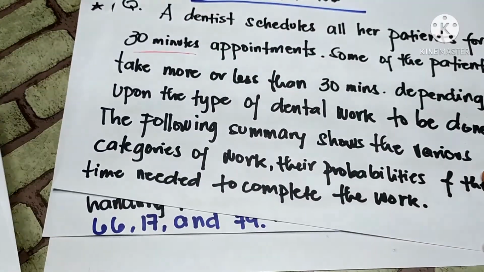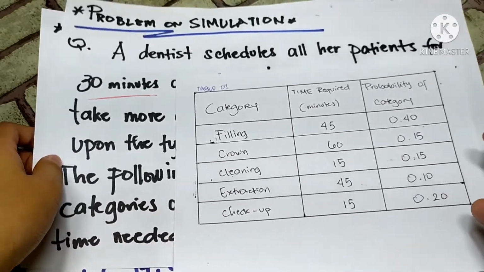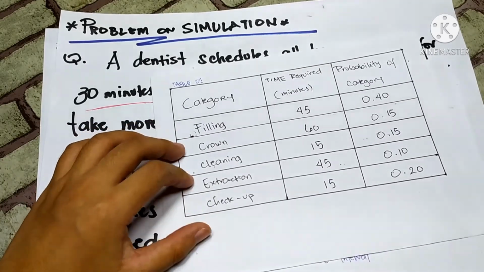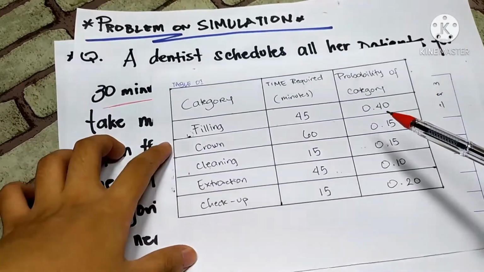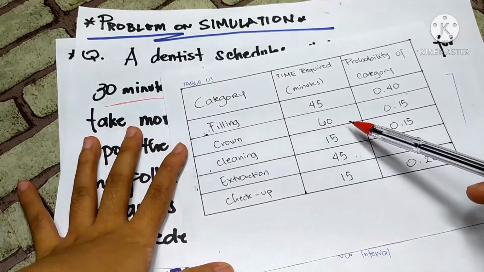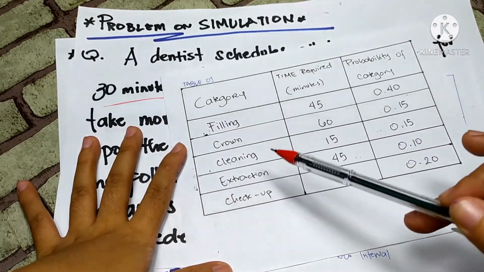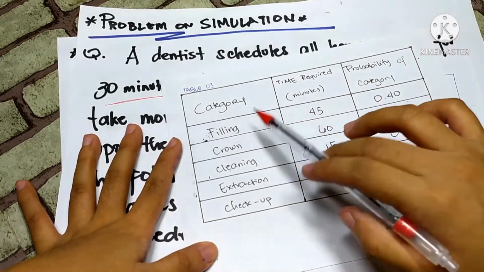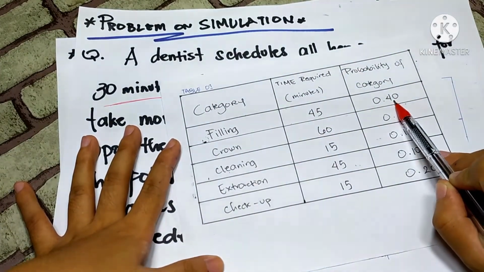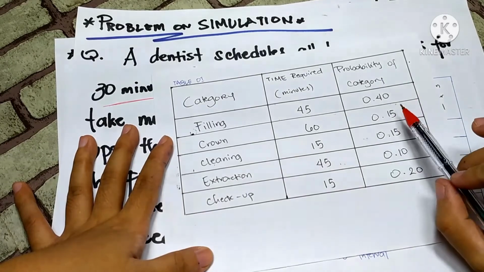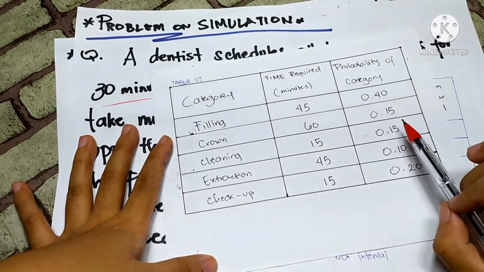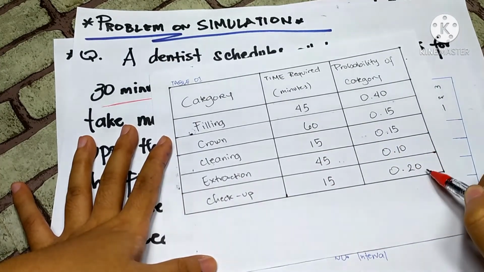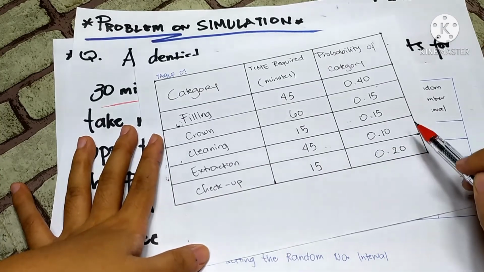So there are 5 categories: filling, crown, cleaning, extraction, and check-up. For filling, 45 minutes are required. For crown, 60 minutes. Cleaning, 15 minutes. Extraction, 45 minutes. For check-up, 15 minutes. Filling has a 40% probability or 0.40. Crown, 15% probability. Cleaning, 15% probability. Extraction, 10% probability. And for check-up, 20% probability.